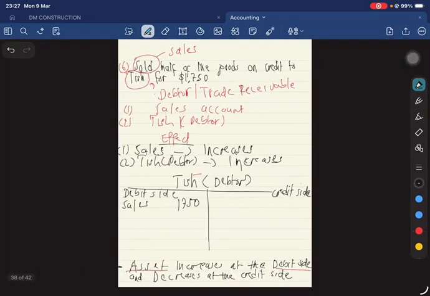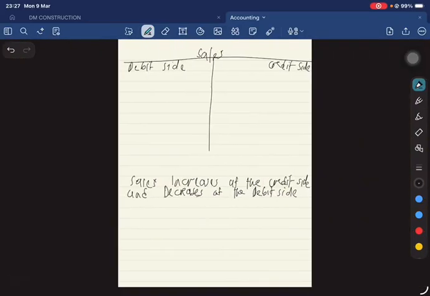And the effect is sales increase. So the accounting rule says when sales increase, you credit sales. So we need to credit it by the amount, which is $1,750, in the name of Tish, who is a debtor. So in the name of Tish, who is a debtor. So that's it. We are done with question 6.